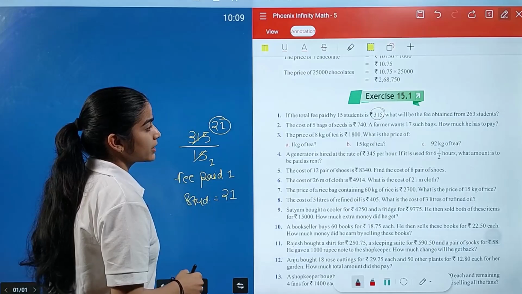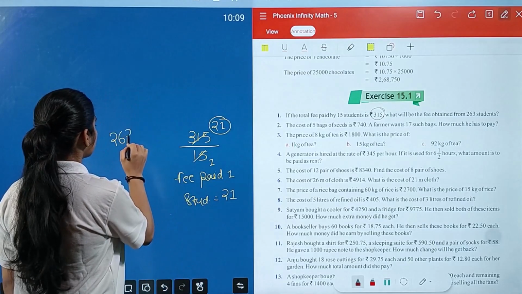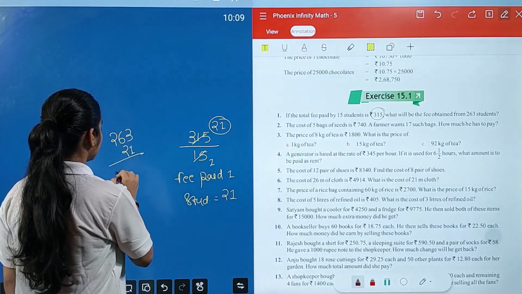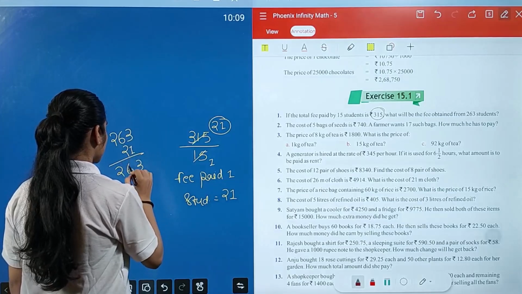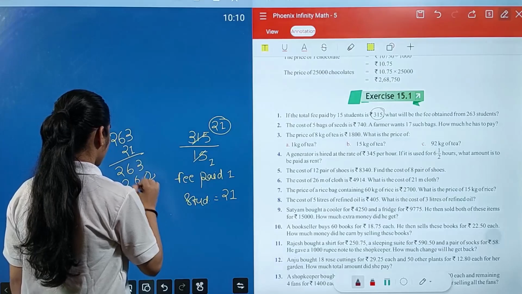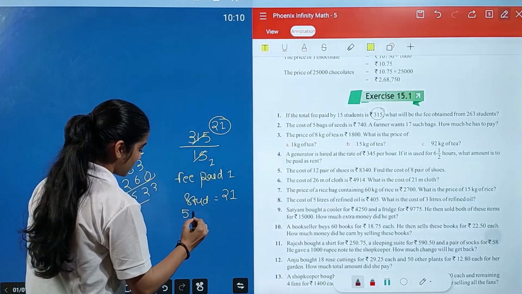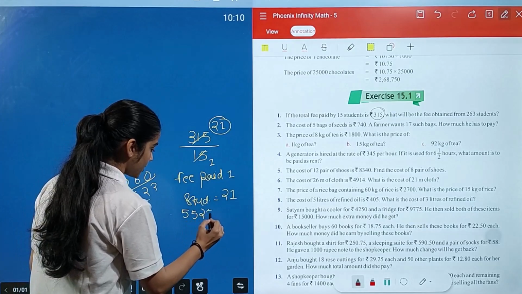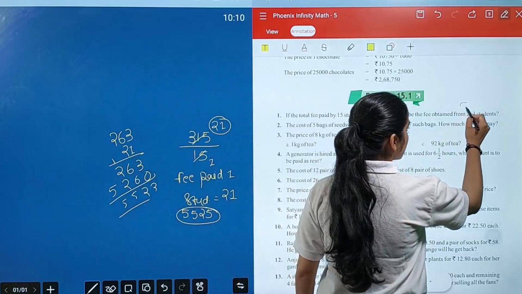What will be the fee obtained from 263 students? So you have to do 263 multiplied by 21. 5,523 is the total fees paid by 263 students.